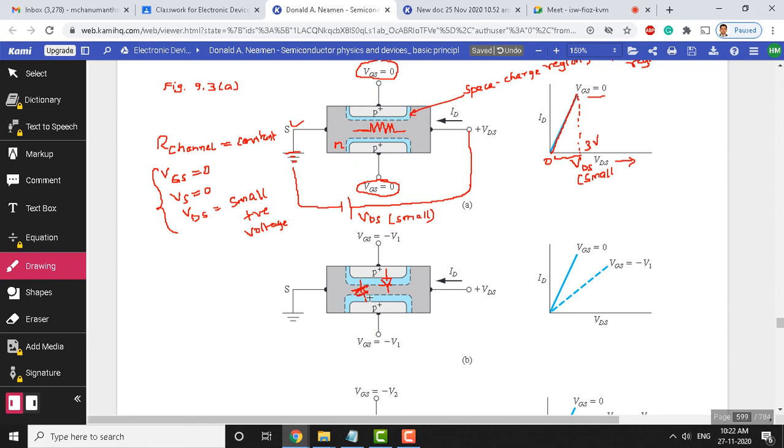So what will happen to these PN junctions now? They get reverse biased, because you are connecting the gate-source voltage negative, and the source is at 0 volts. Now you can see the depletion region, the space charge region, gets widened. And now what will happen to the channel resistance or conductance? That keeps changing when you increase the VGS voltage. So I can say that channel resistance can increase or it can decrease.